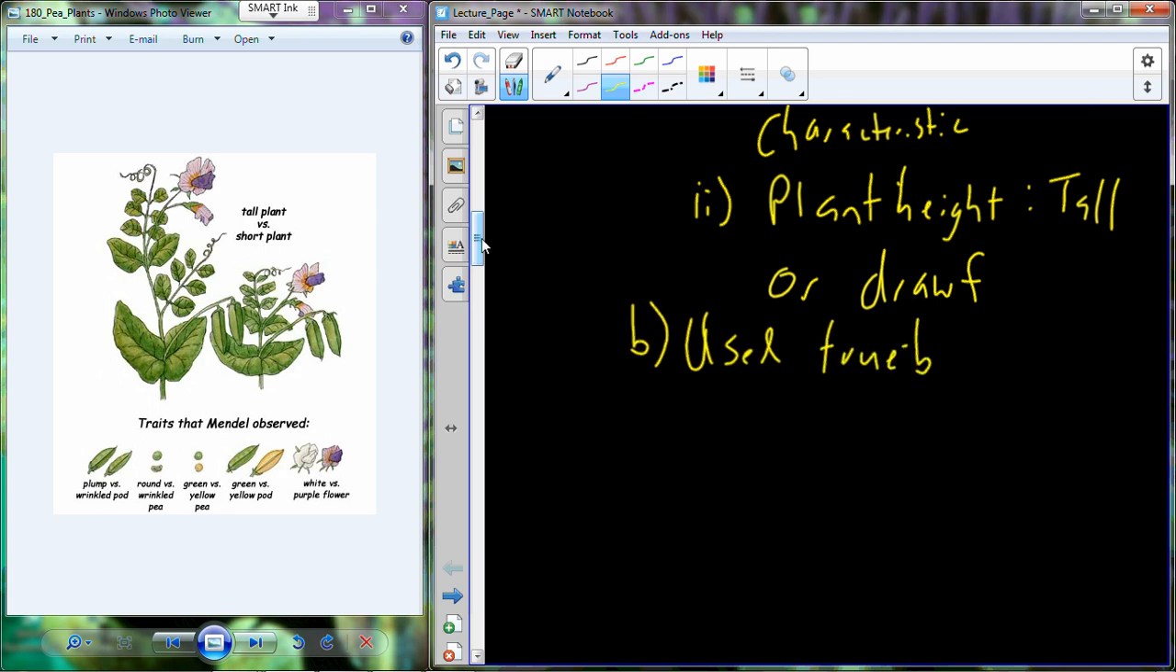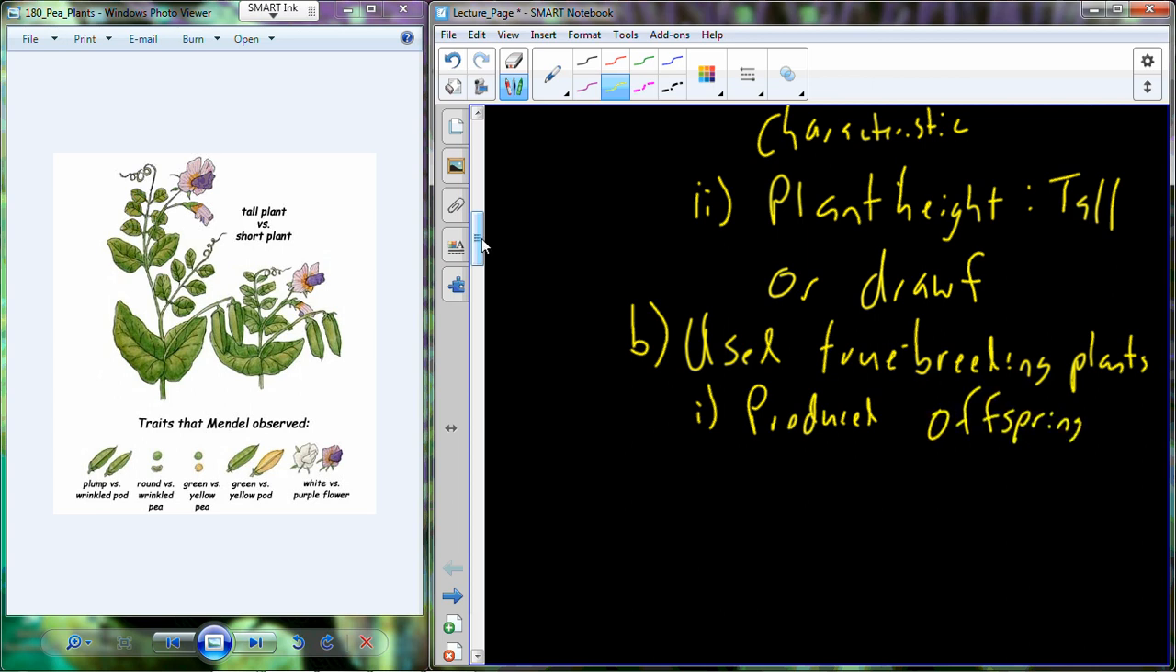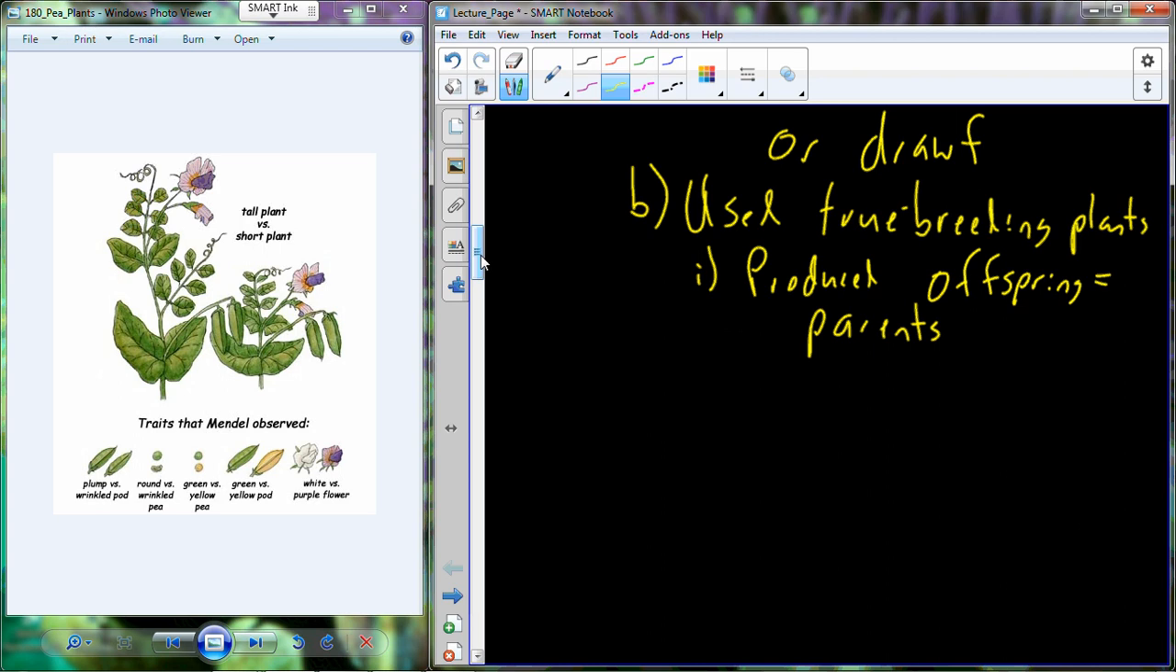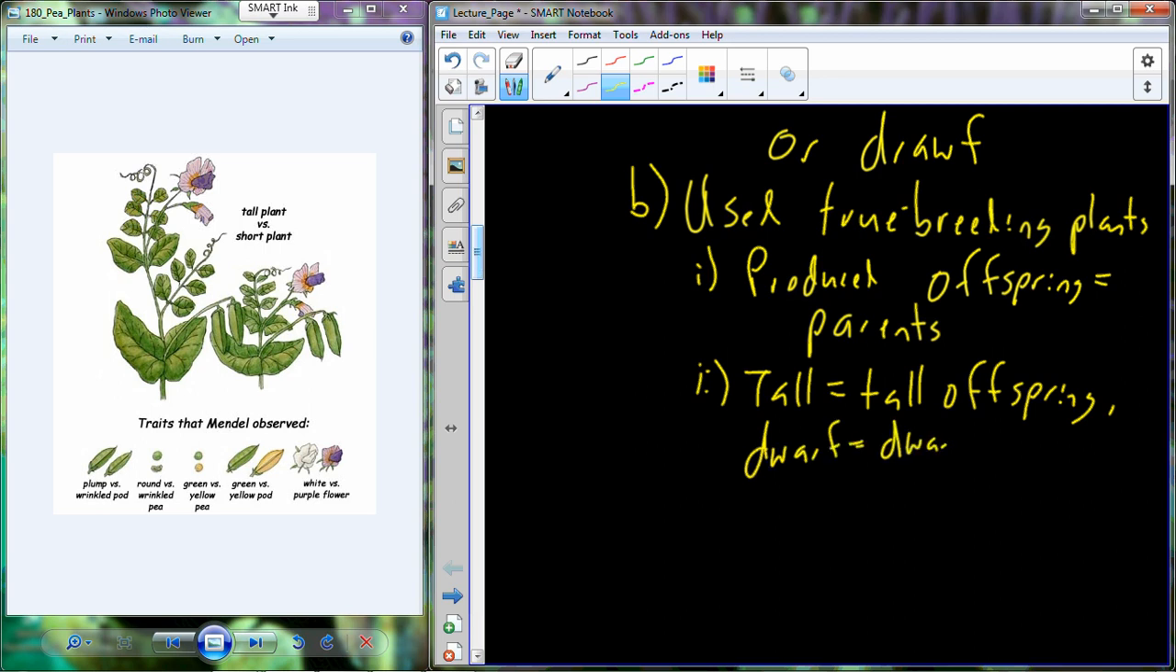One other criterion that was required here is for each of these plants to be true breeding. What a true breeding plant means is that when that plant is fertilized with another plant with the exact same characteristics, the offspring are produced identical to the parents, generation after generation. So true breeding organisms produce offspring that are equivalent to the parents. Another way to put this is to say that two tall plants produce tall offspring, and two short or dwarf plants will only produce dwarf offspring.